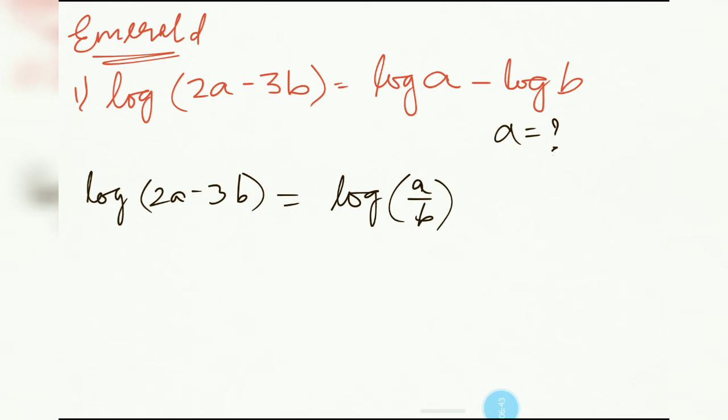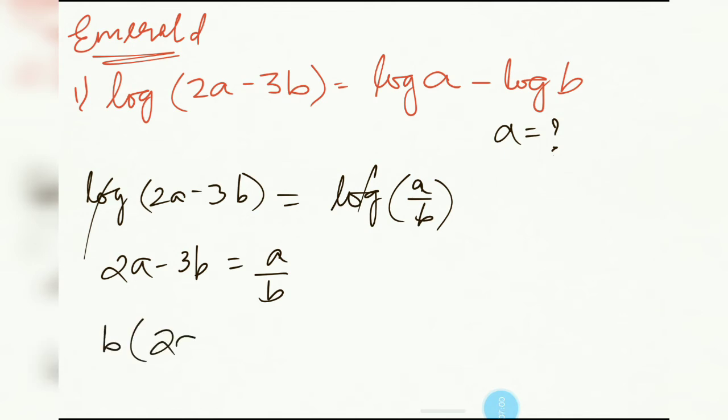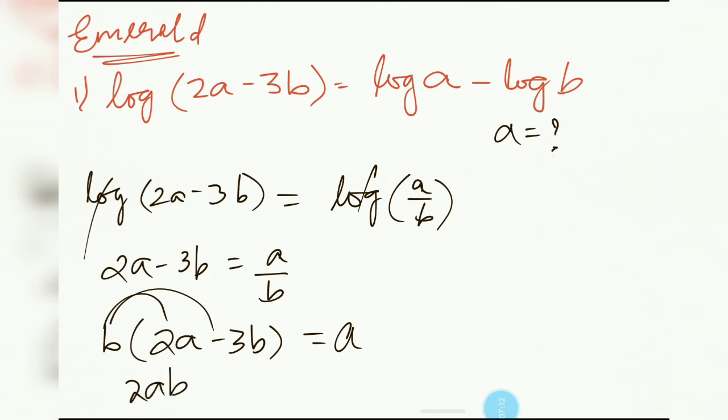I'm going to write it in such a way. Now log, I'm going to cancel it out. So 2a minus 3b is equal to a by b. Now this b I'm going to send to the LHS. So this is going to be b into (2a minus 3b) is equal to a. Now multiplying this b with both the terms, b into 2a is 2ab, minus 3b into b is 3b square, is equal to a.